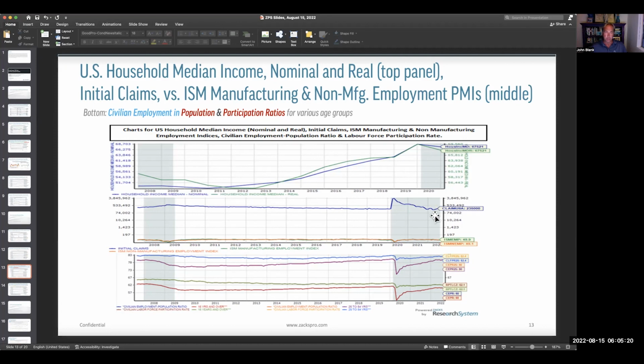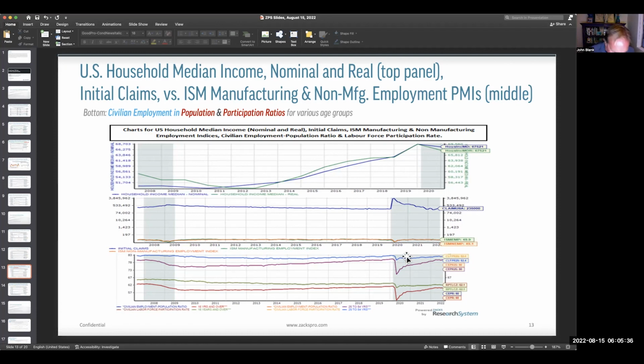Unemployment has pretty much reclaimed its prior level. We throw the ISM non-manufacturing employment index in there down here. It's almost at 50. There's not much help from this graph, but you just want to point out basically a return to a normal state of mind.